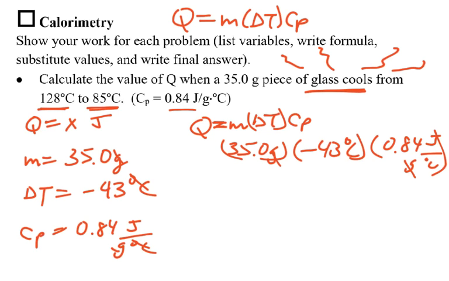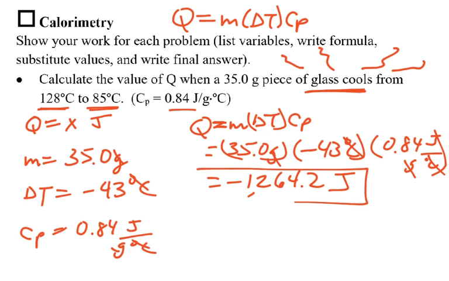So grams drop out, degrees drop out. So 35 times negative 43 times 0.84 equals negative 1264.2 joules. So negative 1,264.2 joules of energy is given off, released by this glass as it cools down.